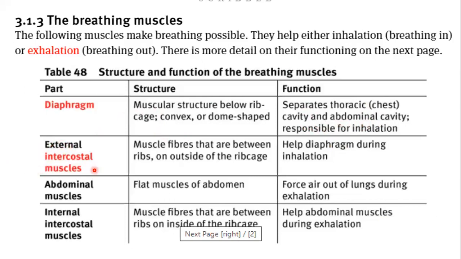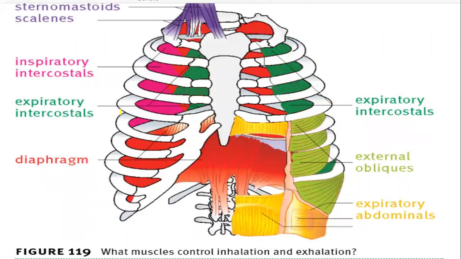And then the external intercostal muscles. These are muscle fibers that are between the ribs on the outside of the rib cage. Hence the word external. Oh man, I'm highlighting the wrong part. External, why? They are on the outside of the rib cage. These are muscle fibers that are between the ribs. Let's look at the external ones here.